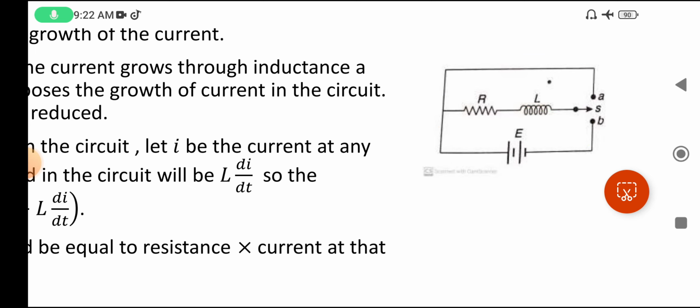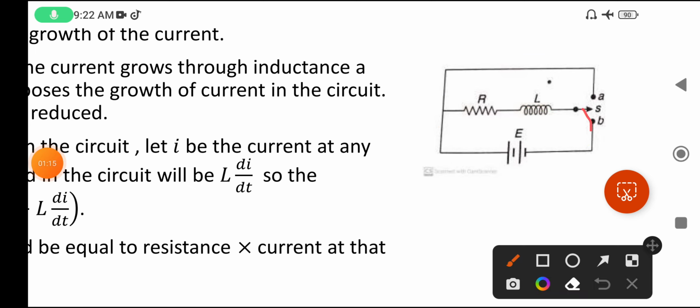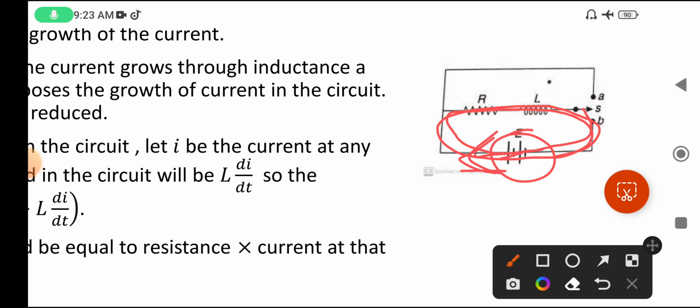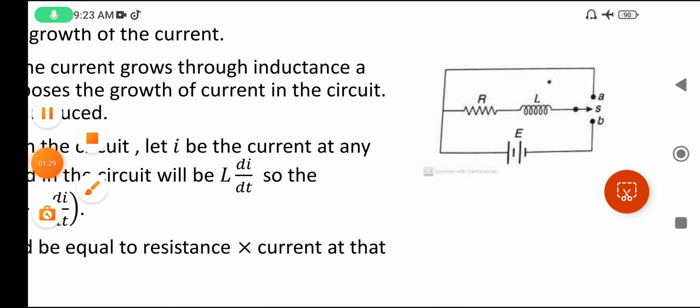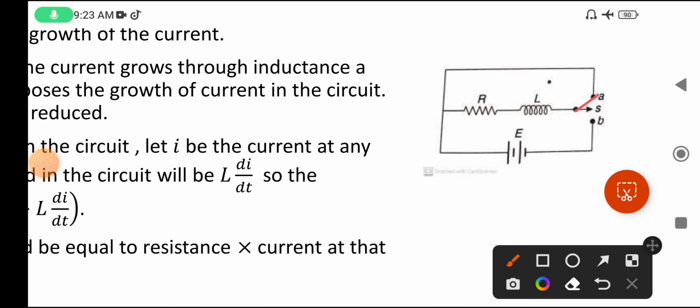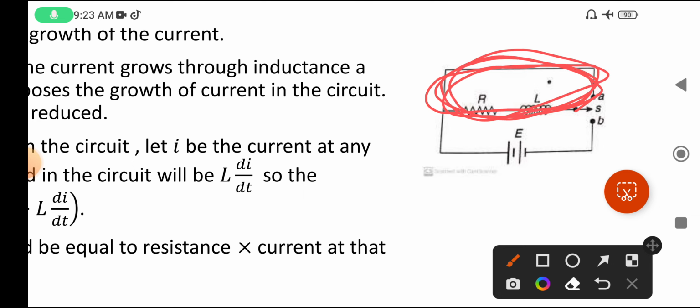So when you connect the S to B, this circuit is closed, and this circuit contains a battery also. So what can the battery do? It can give the current. It can produce the current. That current can flow through the resistor and inductor like this. But when you connect S to A, then this circuit will be closed, and if you observe, there is no battery in this circuit. So when there is no battery, what happens? Whatever charge or current these two components contain, they start to decrease.